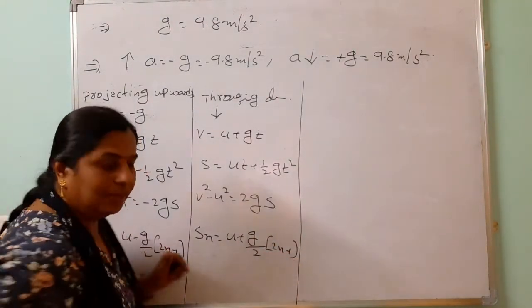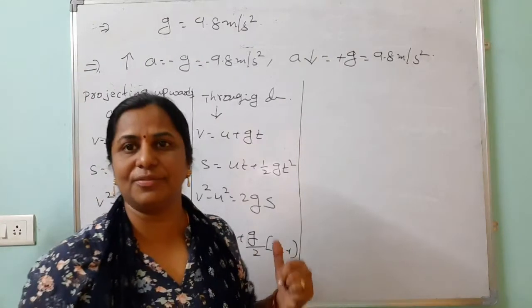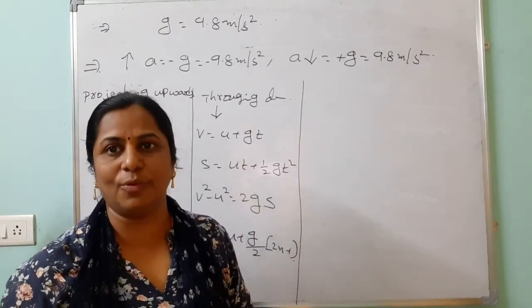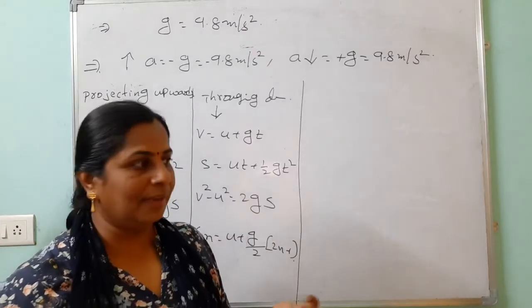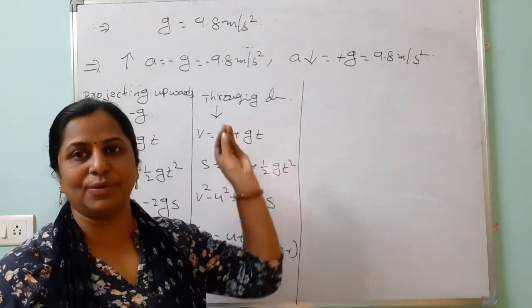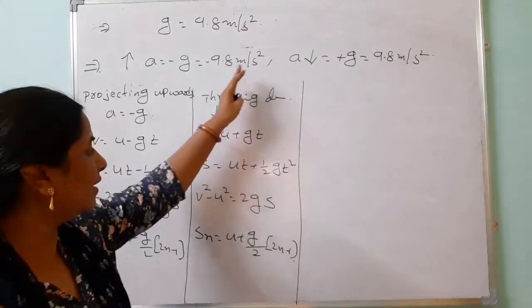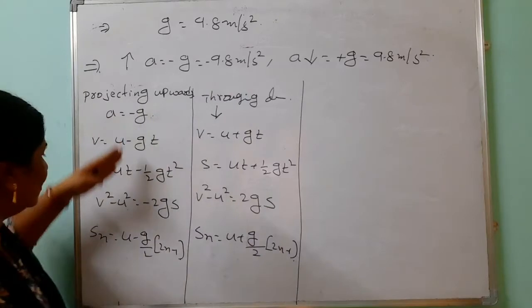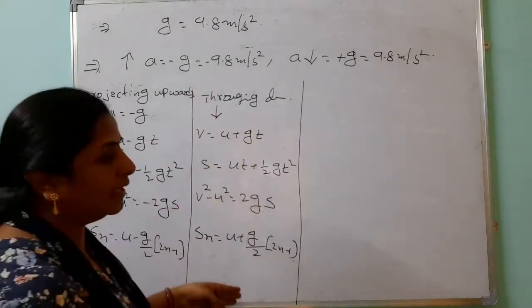Don't confuse. The previous four equations of motion we use for a person traveling on the surface, running, walking, vehicles and all these. But when the person or body is going upwards, coming downwards, or thrown into the air, we go through these equations. If it is coming downwards, if it is going upwards, this is throwing downwards.